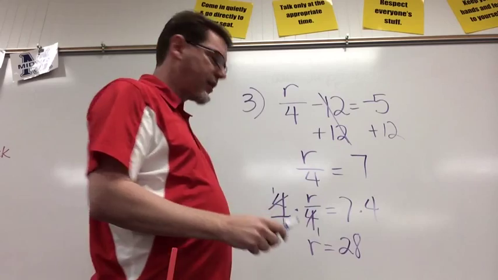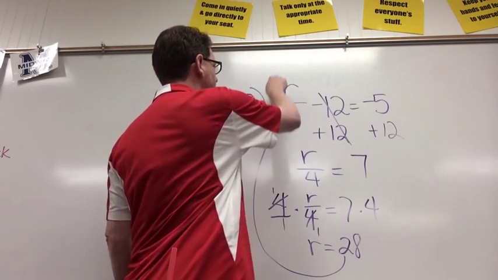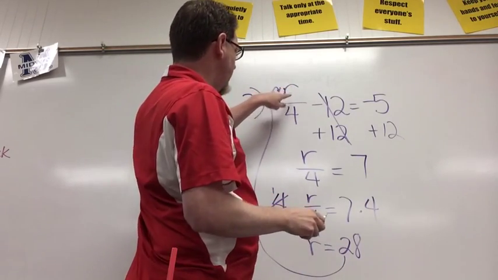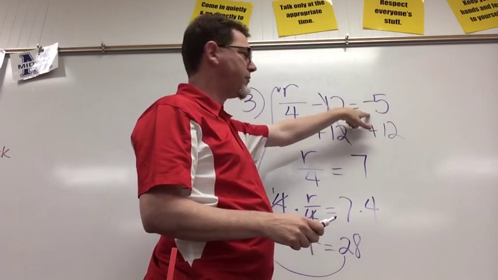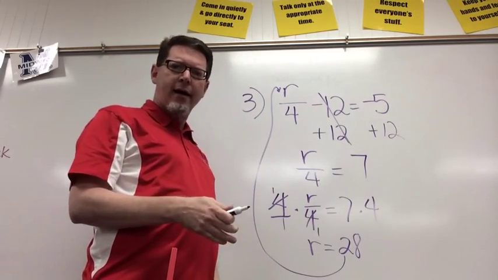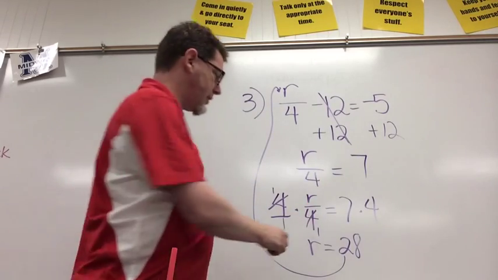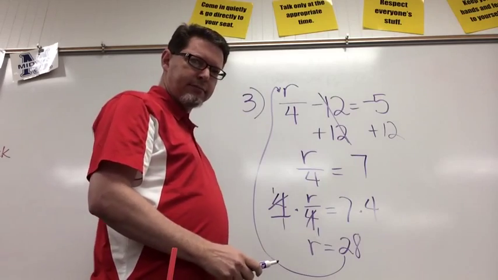Well, let's just go back and check this. Let's take that 28 and stick it right up there where that r is. 28 divided by 4 is 7. And 7 minus 12 is negative 5, so we must be right. Hallelujah. We're right. We know that r equals 28.